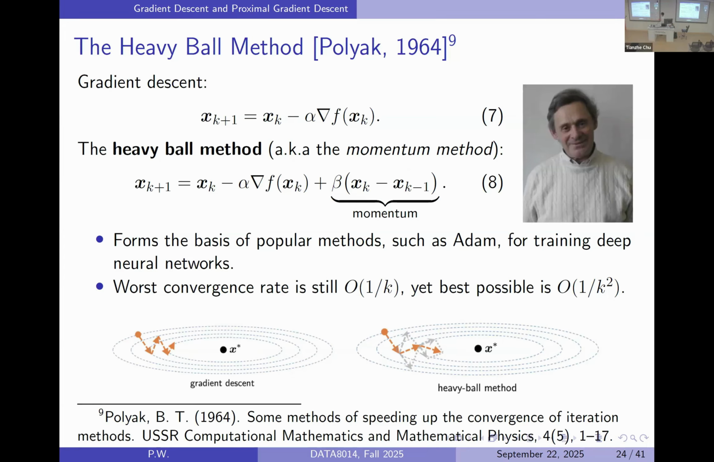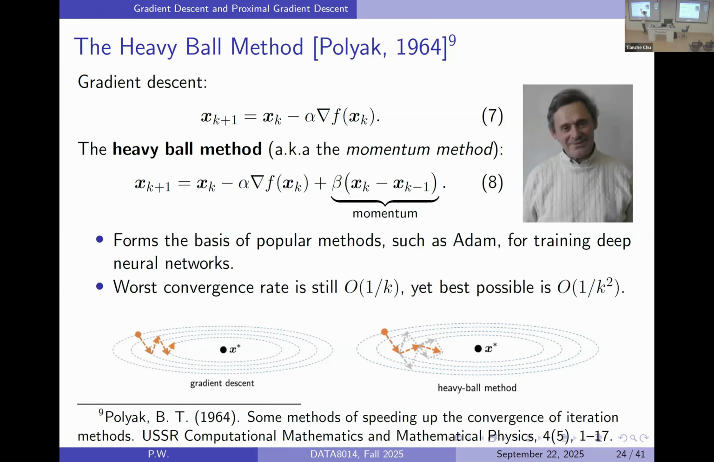In this paper, 1964. And actually, you can see here the gradient descent for an unconstrained smooth optimization problem is very straightforward. Take a gradient step along the negative gradient direction. And the heavy ball method, sometimes in the literature we also call it the momentum method. That is, we add a momentum term to the gradient update.